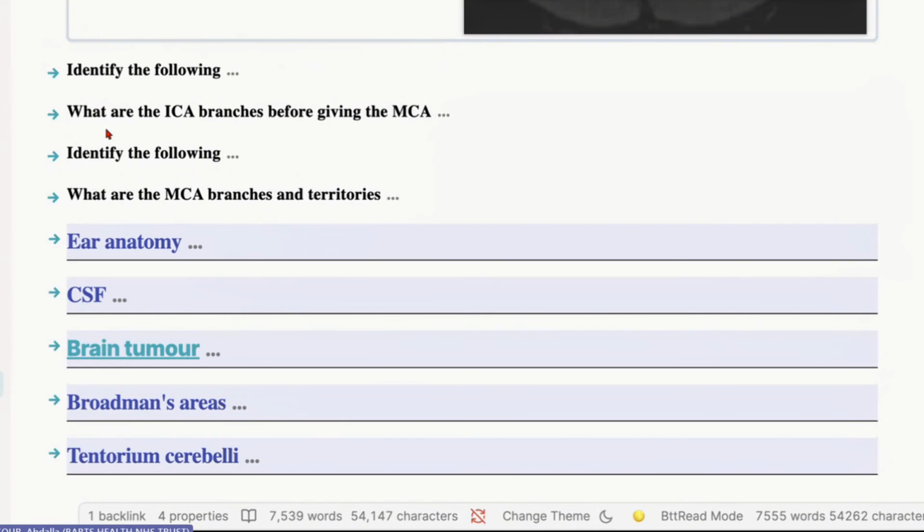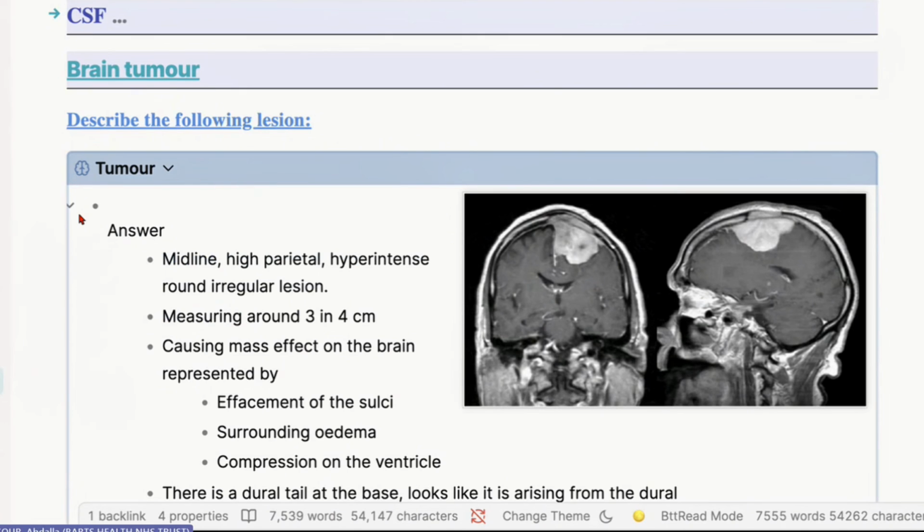Do I need to answer this question again? What are the branches of the ICA before giving the MCA? It's outpatient appointment, so it's the ophthalmic artery, the posterior communicating, and the anterior choroidal. Yeah, fine. What can you see in this scan?